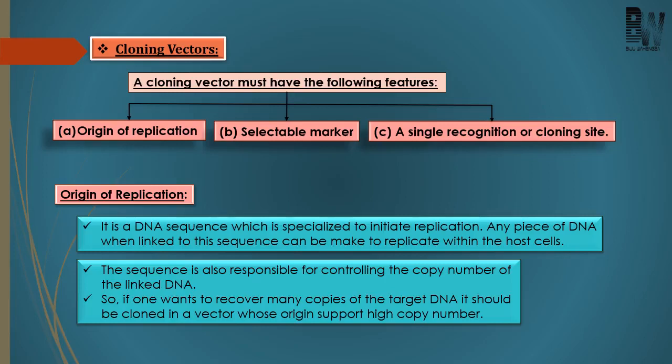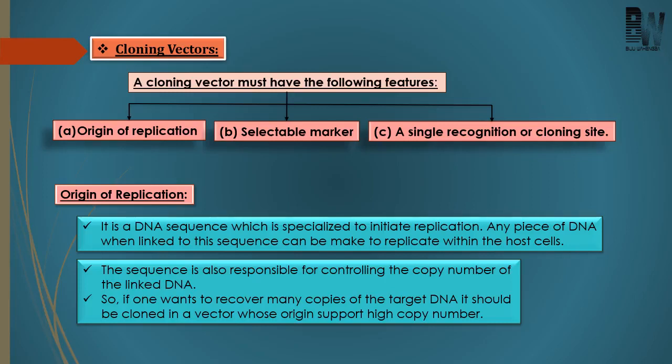Then that molecule should possess three important features. Number one is origin of replication. Second point, they should have a selectable marker. Third point is cloning or recognition site. A molecule having these properties can function as cloning vector or carrier. Now let us discuss the three factors one by one.